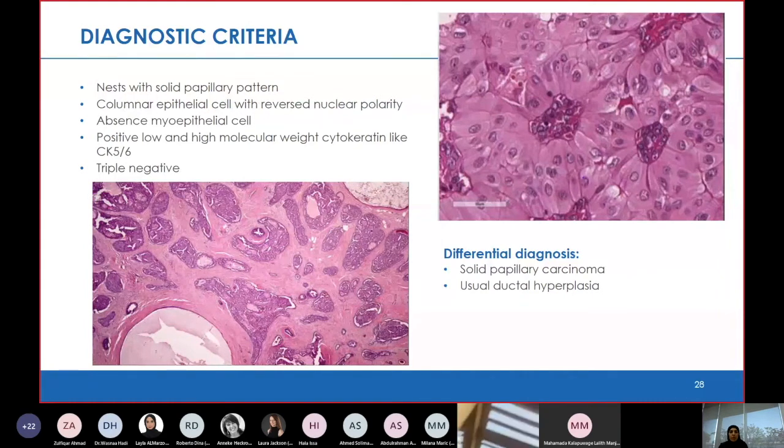In one of Dr. Laura's virtual talks, she was talking about this new entity, and one of the cases was referred to her for consultation. The referring pathologist did CK5/6, and it came out diffusely positive, so he thought of usual ductal hyperplasia. So I thought it's good to put it as a differential diagnosis in case some of you came across this and did CK5/6 by mistake. But usual ductal hyperplasia will be variably positive for ER, while in this entity, it's totally negative.